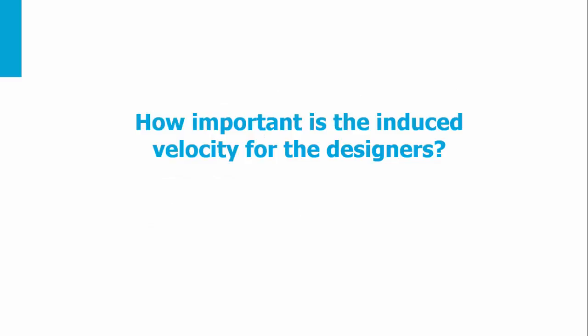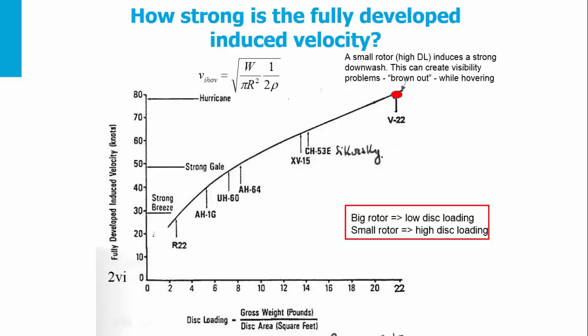How important is this to the designer? It depends much on the helicopter operations. In this figure, you see the representation of the induced velocity down in the wake, so twice the induced velocity at the level of the rotor, as a function of the disk loading. You can also see that as the disk loading is increasing, therefore the rotor is becoming smaller and smaller, the velocity in a fully developed wake is increasing.